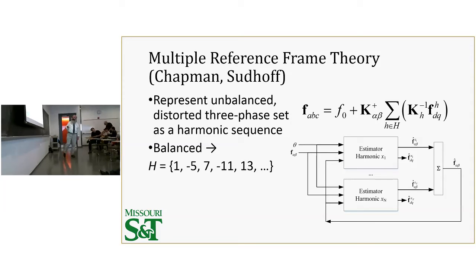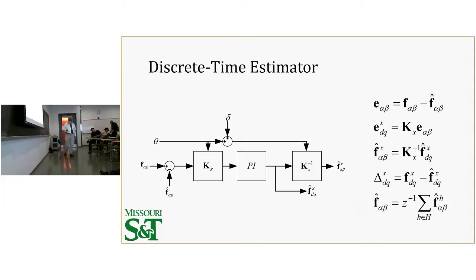What you do is you estimate each component, add it up, and feed it back as your total, like this. So this is for each rotating frame. You have one of these estimators. You take your total alpha beta of your estimate and of your actual, compare them, rotate them into your relevant reference frame, apply a PI, so they should be constant.